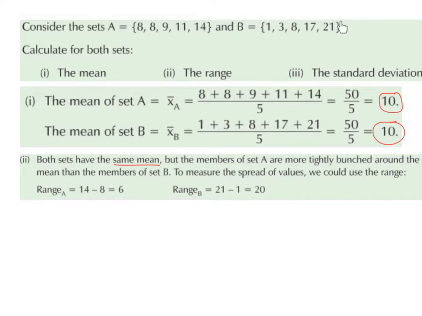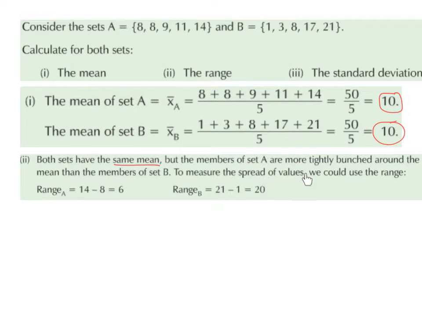But in set B, which remember we also got a mean of 10, we have numbers that are much further away from the mean. For example, 1 is quite far away from 10, 3 is quite far away from 10, 8 is close to 10, 17 is quite far away from 10, and 21 is very far away from 10. So the values of set A are quite tightly bunched around the mean, which is 10, whereas this is not the case with set B. They're much further away from the mean.